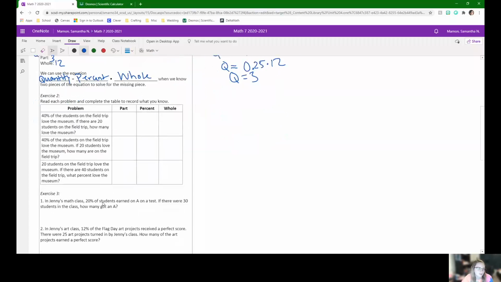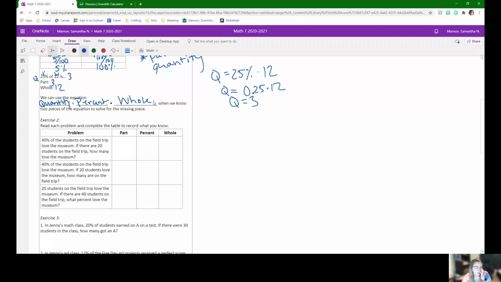So let's look at exercise 2. For exercise 2, we need to identify the part, percent, and whole. This one, it is a part, but if you wanted to replace this with quantity to be more accurate, that would be even better. So we have to read each problem and fill in the table to record what we know. So 40% of students on the field trip love the museum. If there are 20 students on the field trip, how many love the museum?